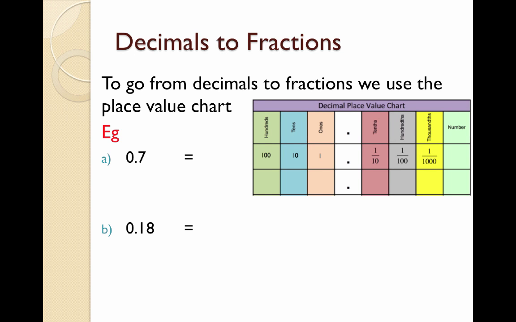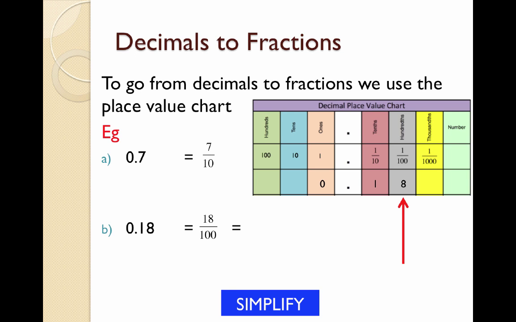It's really useful to put 0.7 into your place value chart and note that the 7 is in the tenths spot, because the 7 being in the tenths spot means that as a fraction, it is 7 over 10. Simple as that. For 0.18, if I put that in my decimal place value chart, I notice that the 8 is in the hundredths spot, meaning that the numbers after the decimal point, the 18, is going to be out of 100. So 0.18 as a fraction is 18 over 100.